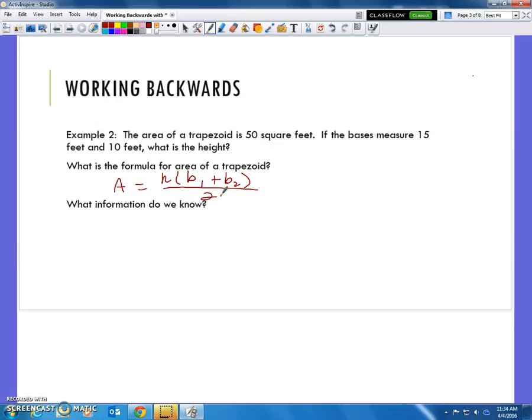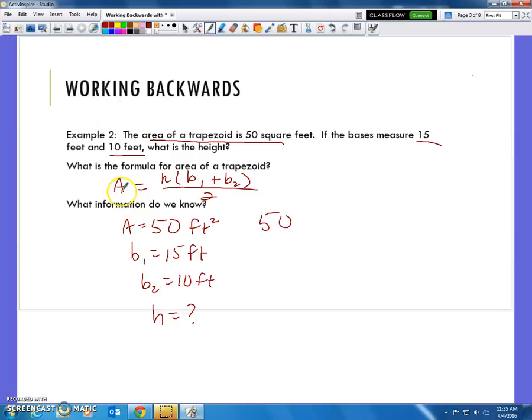So it says the area is 50 square feet. It says each base measures 15 and 10. So the first base is 15, the second base is 10. What is the height? The height's what we don't know. So let's plug in everything we know into the equation here. We know the area is 50. We'll put 50 in for A, equals the height, what we don't know, times the sum of the bases, 15 plus 10, all divided by 2.